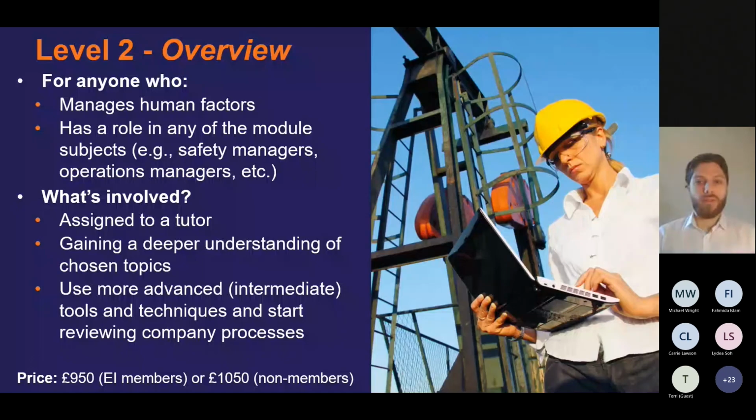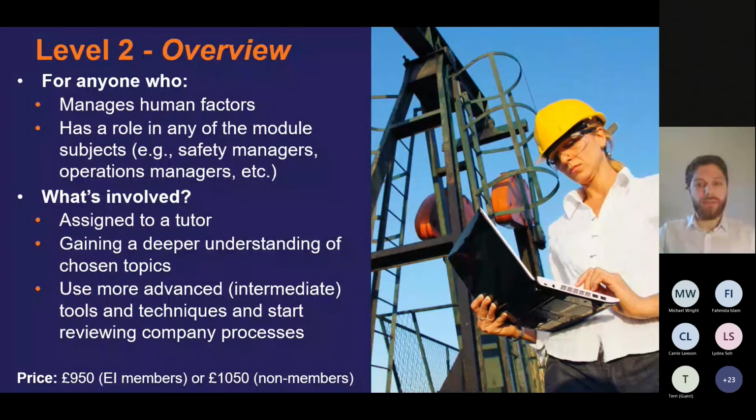So for level 2, level 2 is for those who manage human factors or have a role in any of the module subjects. This level is similar to the first. However, rather than doing all 9 modules, you choose 5 that you like to begin specializing in, and you learn about these topics in more depth. You'll be reviewing your company's policies and processes for managing human performance issues against good practice, including assessing equipment and tasks, talking to colleagues about their work, and more.